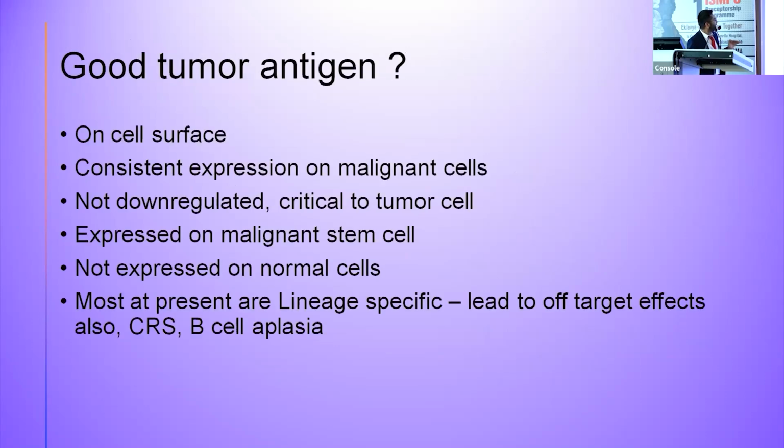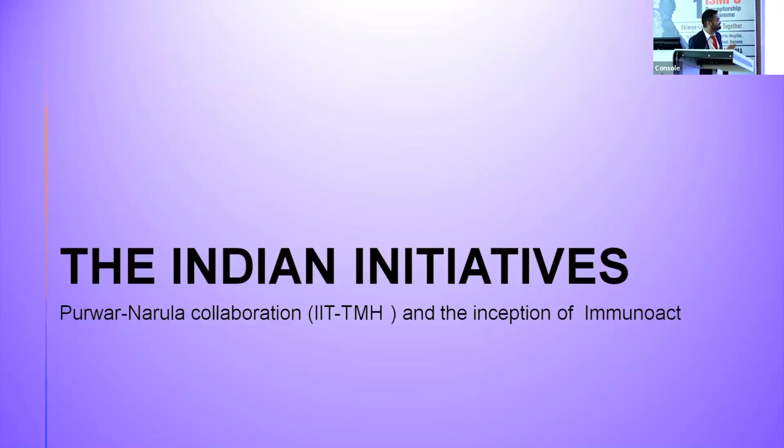So what defines a good tumor antigen? It should be on the cell surface, it should have consistent expression on the malignant cells, should not be downregulated, should be critical to the tumor cell, and expressed on malignant stem cells, the more the better, and not expressed on normal cells, so no off-target toxicity. Most of the antigens which we are using right now are lineage specific antigens. They have a little bit of off-target effect also, including CD19.